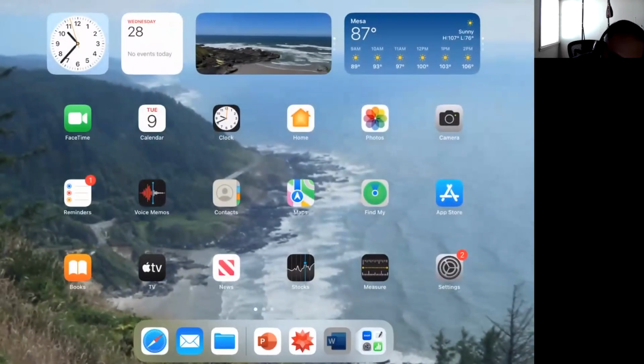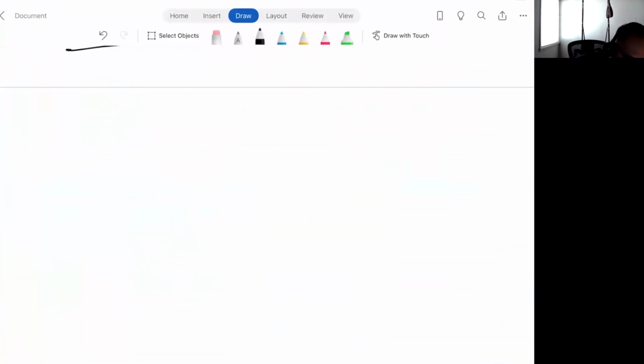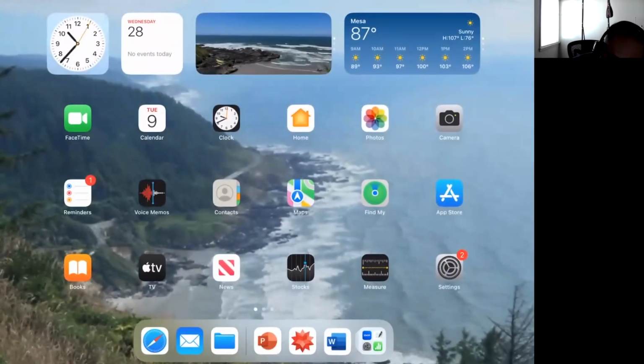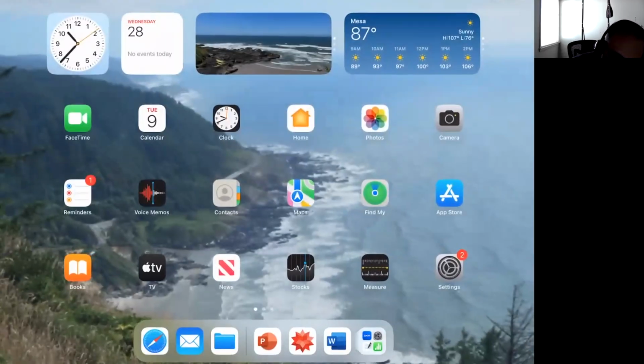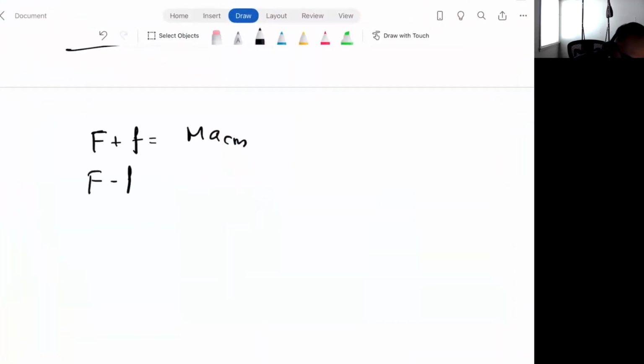So the two equations that I got were F plus little f is equal to m ACM. And the second one that I got was F minus little f is equal to 1/2 m ACM. This is just algebra from this point on, like the physics part of this problem is done. So I just need to solve these equations to get little f and ACM. These are my two unknowns.